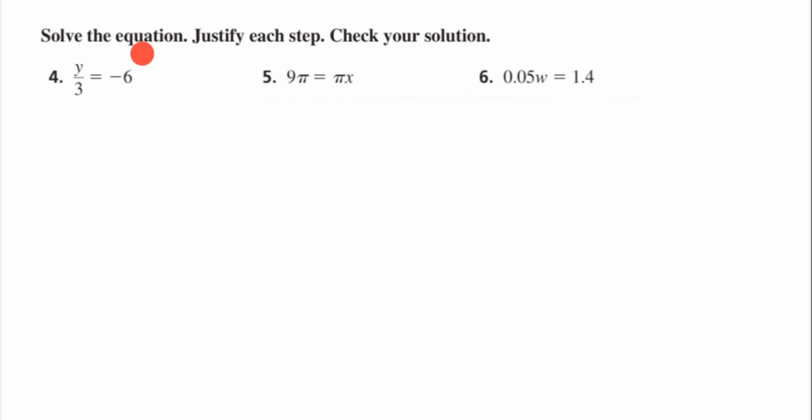Justify each step means you have to explain what exactly you're doing in that step, and then we have to check the solution. Check the solution means once we get the answer, we have to substitute back and verify it. Let's start with the fourth question.